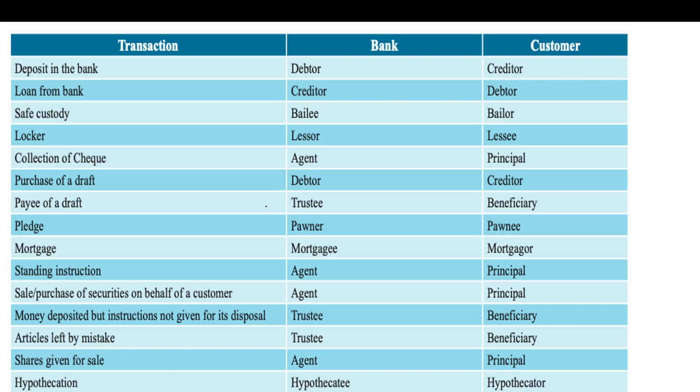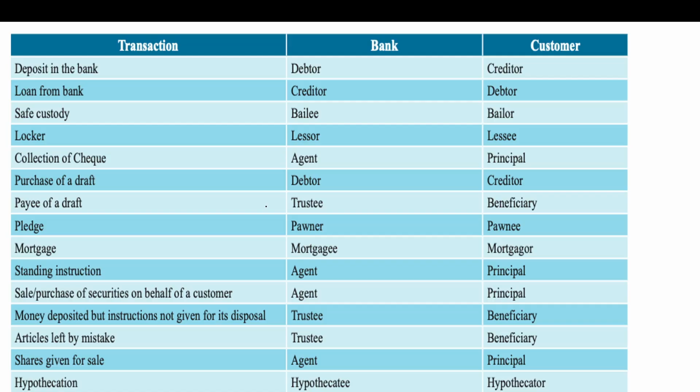Right? So these were the different kinds of relationships which exist between a bank and the customer. So this is a summarized table. It is important from your exam point of view. Do give it a quick read.